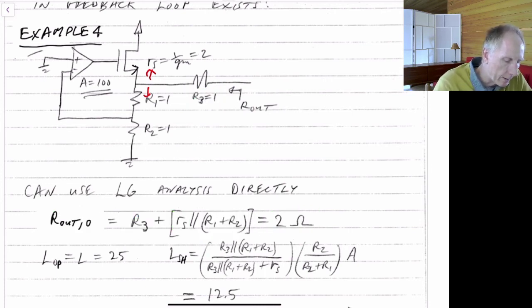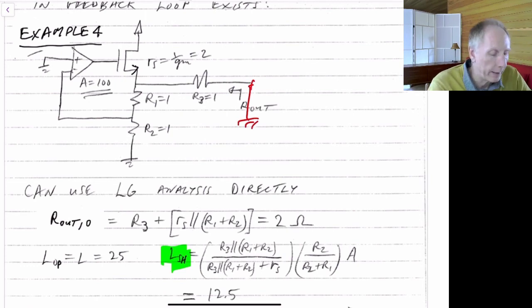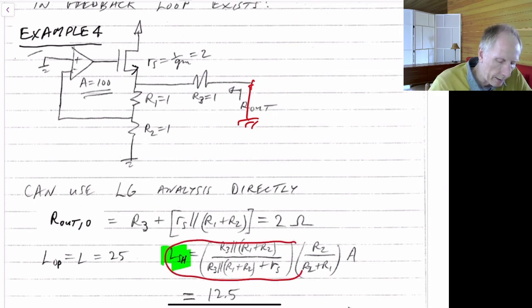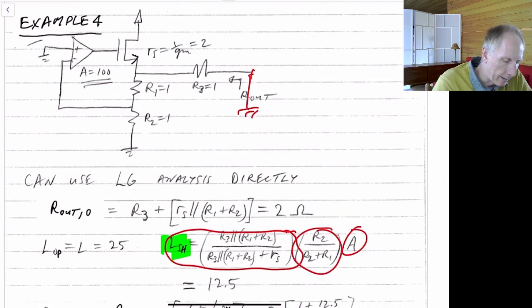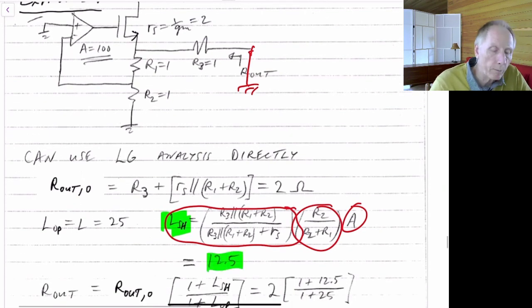But the challenging part is that to do this correctly, we still have to find L sub SH. L sub SH is not 0. It's just that now we ground this node here. We haven't shorted the output. We haven't shorted this node right here. We've shorted it on the other side of R3. So there's still a loop gain in this circuit. We would have to go through the math and figure out what this new loop gain is. We go through all that, and you find the loop gain in the second case when it's shorted is actually equal to 12.5.